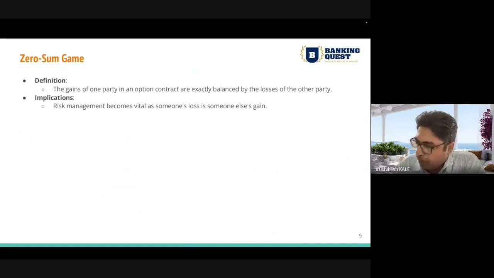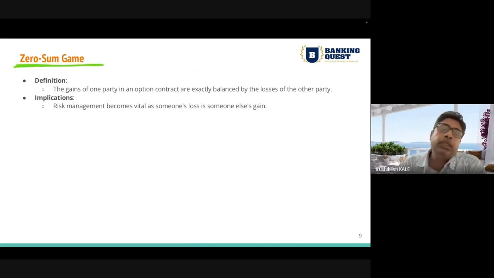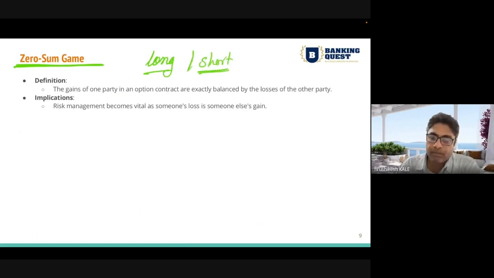Always remember, it's a zero sum. That means if long is in profit, short will always be in loss by exactly equal amount because it's a zero sum. So if long is earning money, short is losing money. If short is earning money, long is losing.